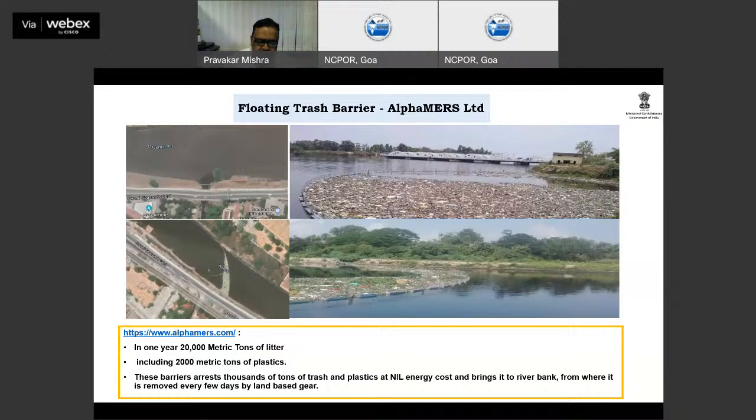This is very interesting data that we got: in 1 year, 20,000 metric tons of litter, including 2,000 metric tons of plastic. That means a small river crisscrossing a city like Chennai carries plastic on this scale. By collecting information from this data, I can now get some idea of how much plastic is getting into the ocean in a year.